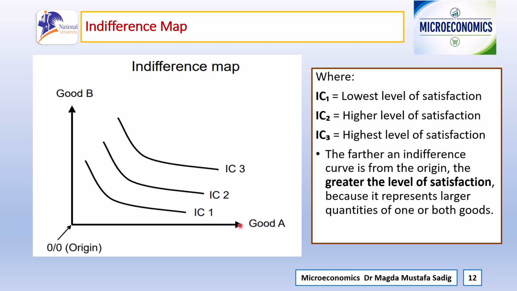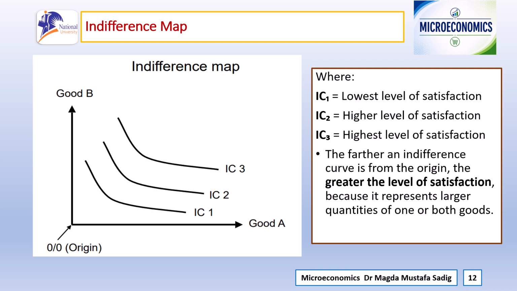You can observe that there are three indifference curves labeled IC1, IC2, and IC3. IC1 is closer to the origin, therefore it represents the lowest level of satisfaction. IC2 lies farther from the origin, so it represents a higher level of utility, while IC3 is the farthest from the origin. Consequently, it represents the highest level of satisfaction among the three indifference curves.